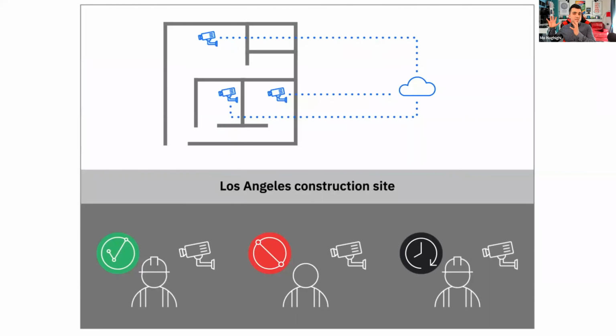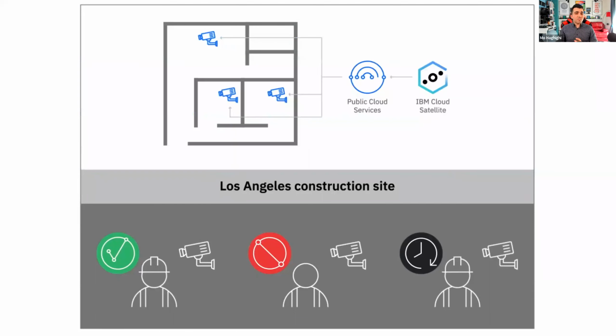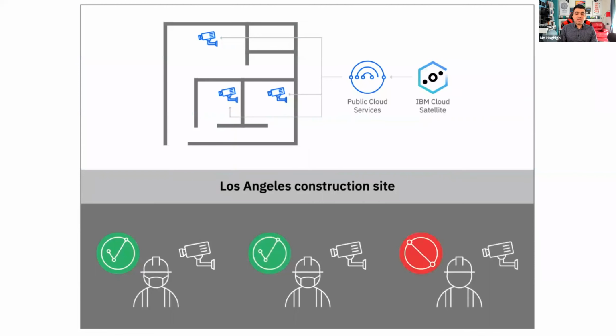If they want to use a cloud environment, the latency, the time it takes for this model to be checked for the photos that are sent to the cloud environment, is going to be a long time. And by the time the results come back, that person might already be on site and something might have happened to that person. So what they do is use IBM Cloud Satellite to move their applications to the edge in order to detect those quickly.